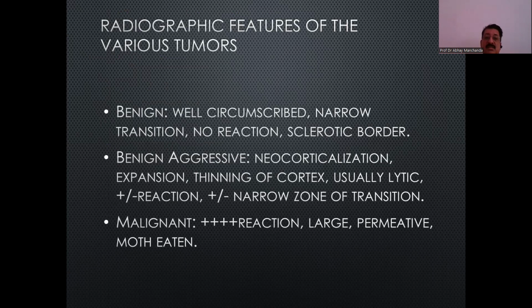Benign, well circumscribed lesion. How do you identify a benign lesion? When you see a lesion which is well circumscribed, there is a narrow transition zone, and you don't find any periosteal reaction. And when the border is sclerotic, you think of a benign lesion.